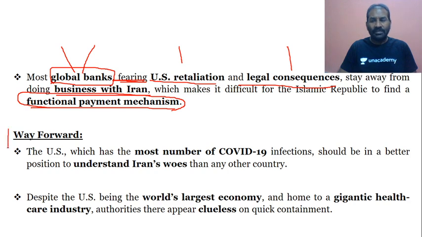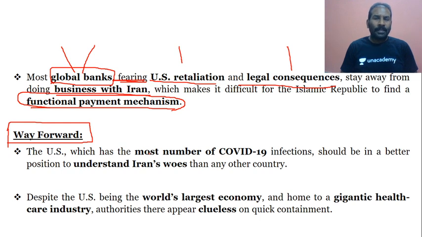Now we will look at whether there is any kind of way forward, whether this deadlock or impasse will have some kind of ray of hope at the end of the tunnel, that there could be a possibility that for Iran, which is reeling under crisis, that is pandemic and also sanctions, there would be some kind of solution. So what is that way forward is the US.